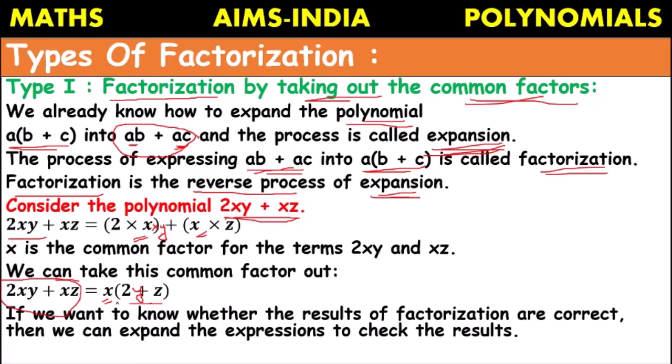If we want to check whether the results of factorization are correct or not, we can expand it again. x into 2y, what will we get? 2xy, plus x into z, xz. 2xy plus xz. By expanding, we can confirm our result. So this is the first method of factorization: factorization by taking out common factors.